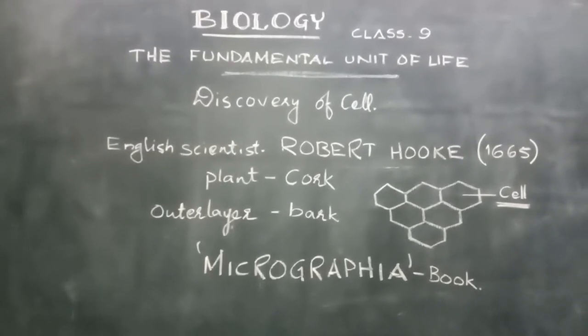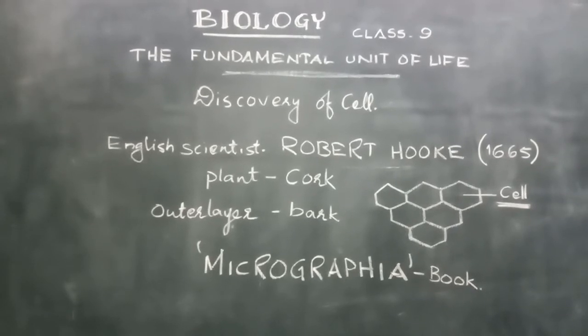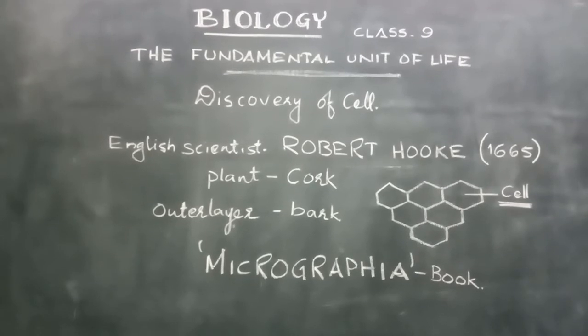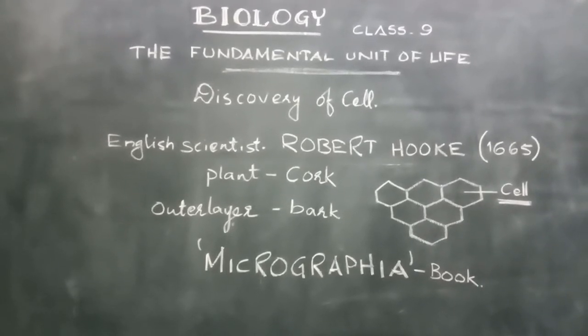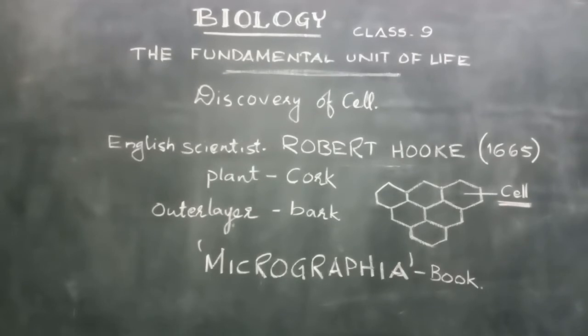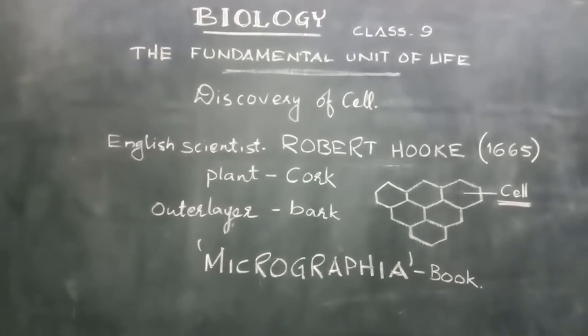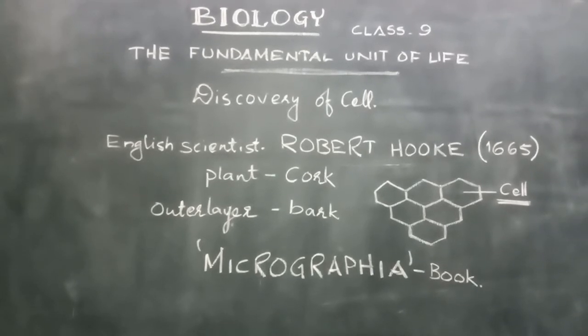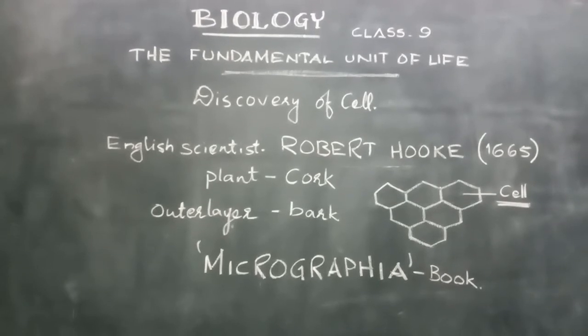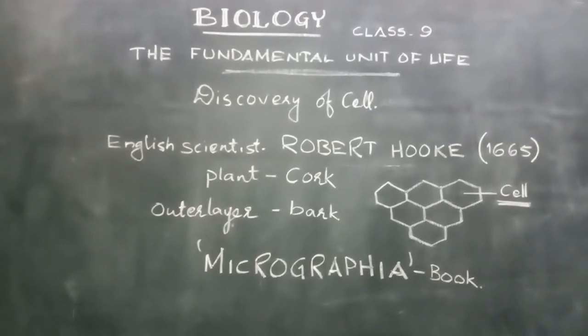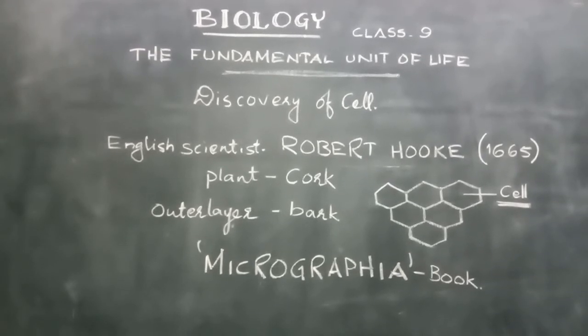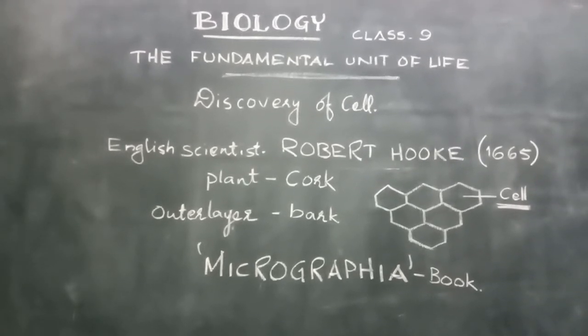In Latin, the word for little room is cellulae. From that word, he made the word cell for each compartment, and he wrote a book, and he also wrote his findings in the book. That book is known as Micrographia. So Micrographia is the book written by Robert Hooke about the cell, and this is the discovery of the cell.